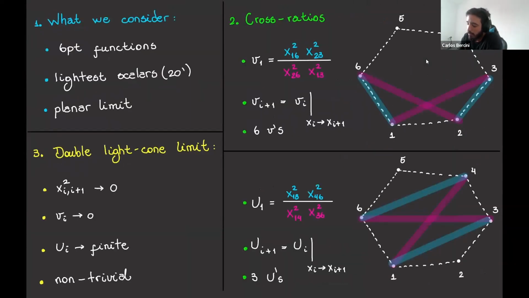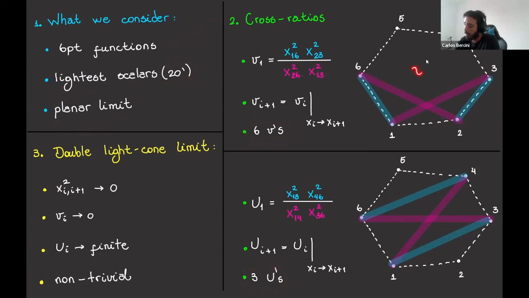So basically, we want to consider 6-point functions of the lightest scalars of some conformal gauge theory in the planar limit. For example, in N=4 super Yang-Mills, this will be correlation functions of the 20 prime operators, trace of phi squared. These 6-point functions have 9 cross ratios, 9 variables. 6 of them we call v's, and 3 of them we call u's.